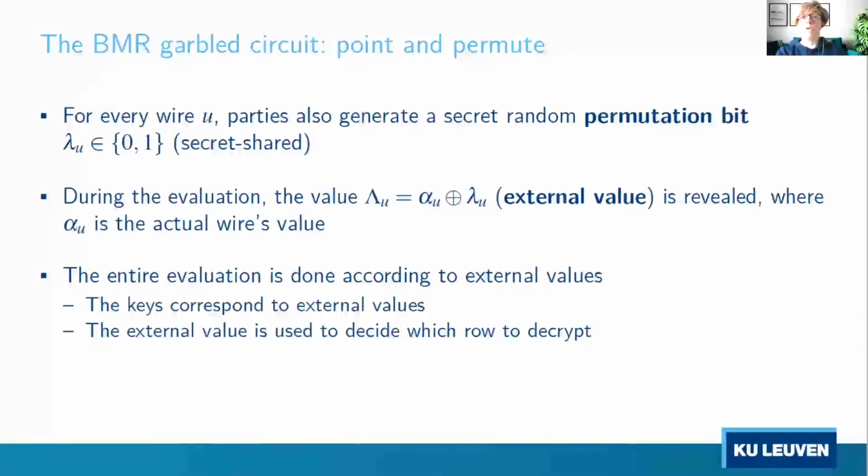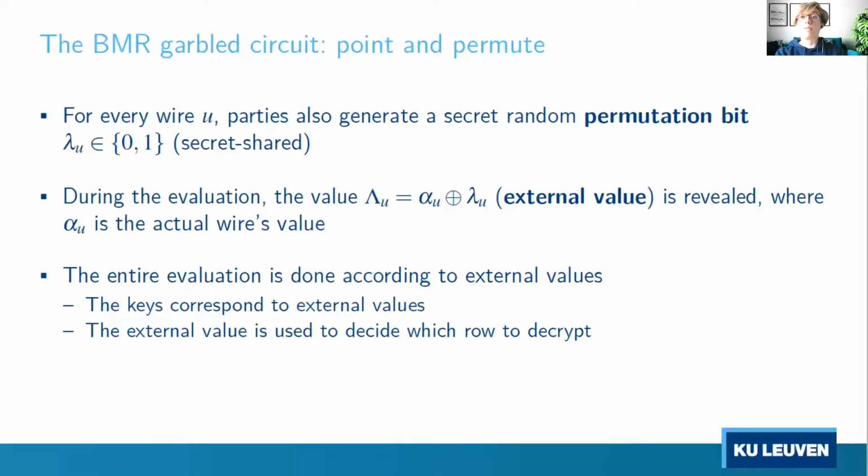In order to hide which values of A and B we are dealing with, so which row we are decrypting, BMR uses the point-and-permute technique. So how it works, essentially: for each wire U, the parties, or the trusted dealer in our case, sample a random secret bit that is called the permutation bit and is denoted lambda_U, where U is the wire. And this permutation bit is additively secret shared among the parties. This is achieved essentially by each party choosing a random share, lambda_U^i, and setting the actual permutation bit as the XOR of all these shares.